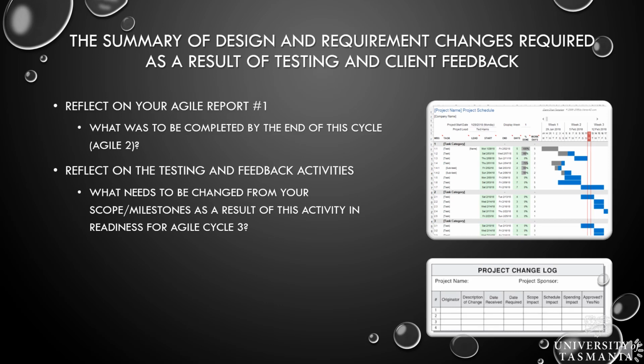And so what we're looking for here is reflection on your Agile cycle. What was completed, what wasn't completed, where are we up to, are we meeting those kinds of requirements? And identify whether any changes need to come about to your final and third Agile cycle as a result of all of the work that you've done and all of the feedback that you have now received. You have a lot more information now than you did when you started.